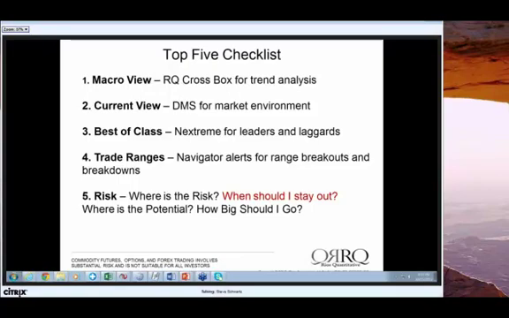When you can say, nah, where's the risk? When should I stay out? Or where is the potential? And if I see the potential, you already know how big you should go, because the macro view, the RQ crossbox, already defined your position sizing for you.